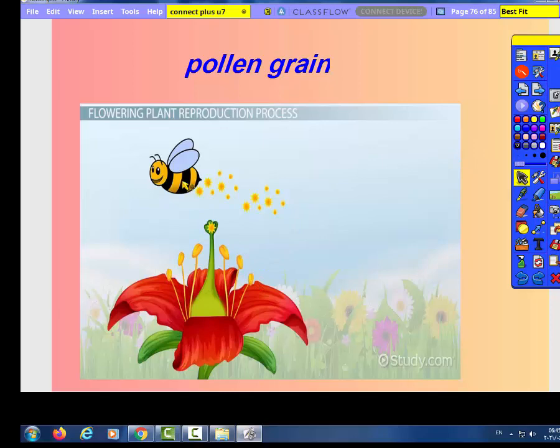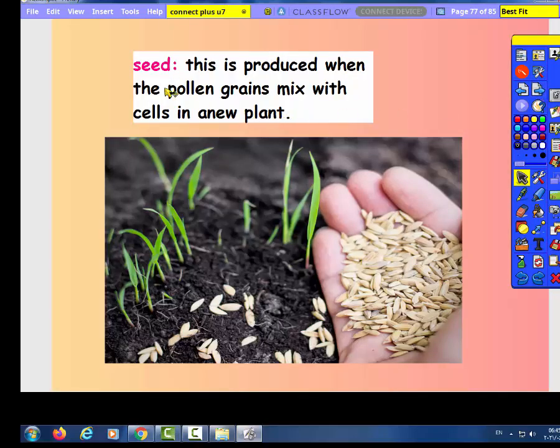As you see here, this bee carried these pollen grains to another flower to make what? To mix with the cells of the other flower to make seeds. After that, seeds fall on the ground to reproduce a new plant or a baby plant. Seeds. We have said before that seeds are produced when the pollen grains mix with the cells in a new plant.